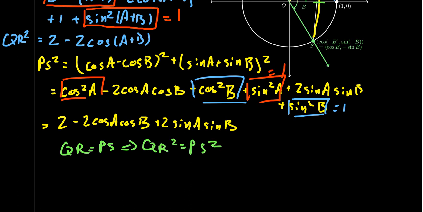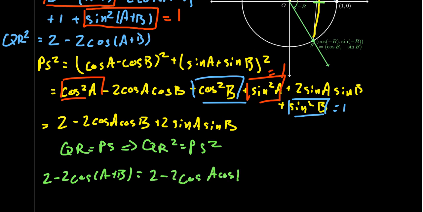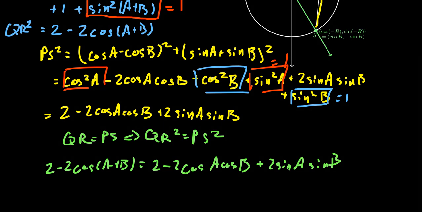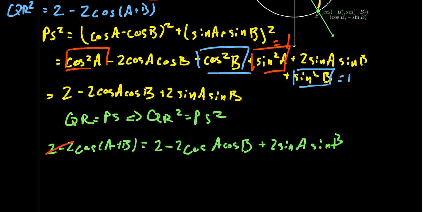And this gives us then that 2 minus 2 cosine of A plus B is equal to 2 minus 2 cosine of A cosine of B plus 2 sine of A sine of B. And so let's clean this thing up a little bit. Let's subtract 2 from both sides of the equation, and let's divide both sides of the equation by negative 2. Upon doing so, this equation would clean up to the following.